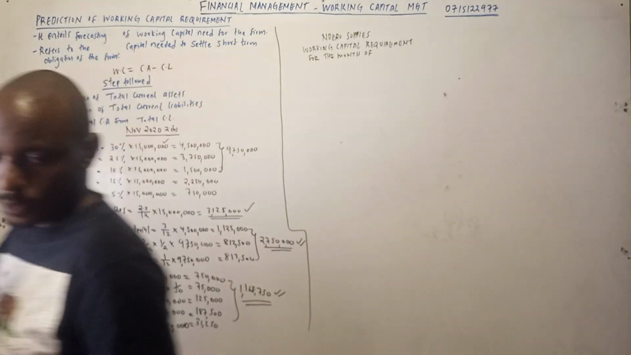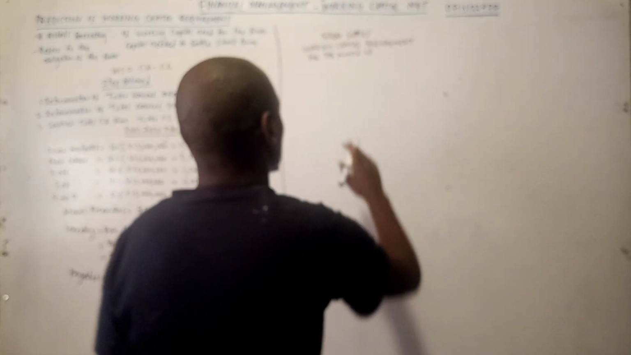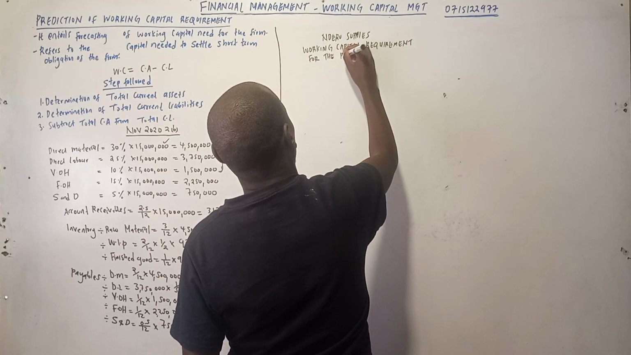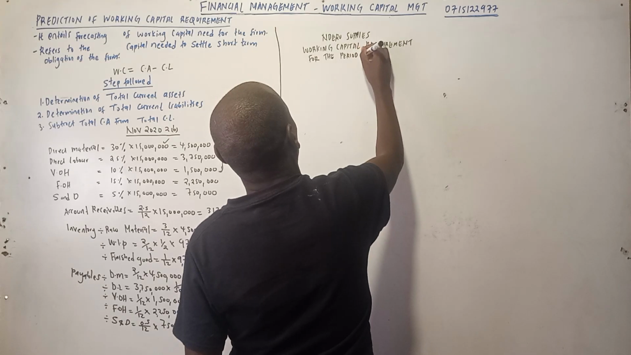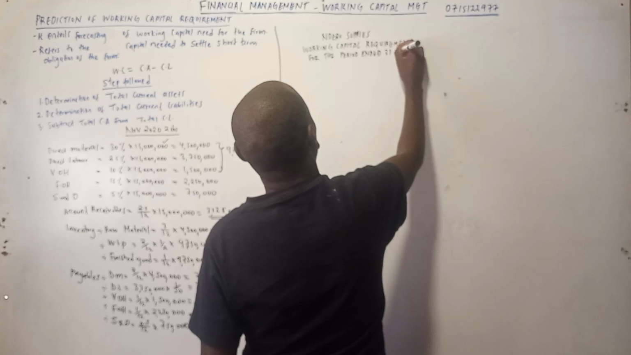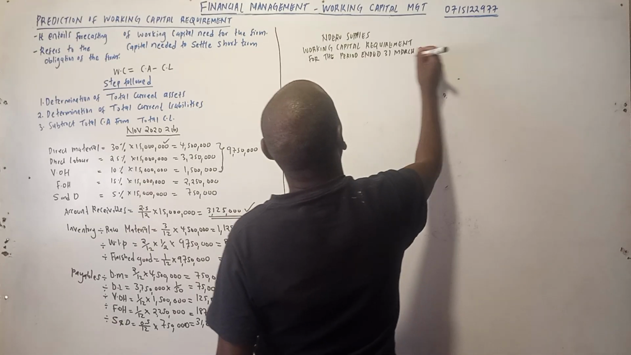so which month is that? For the period, not for the month, for the period ended 31st March 2020.